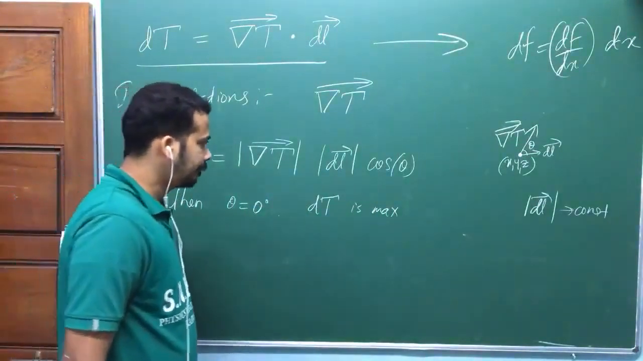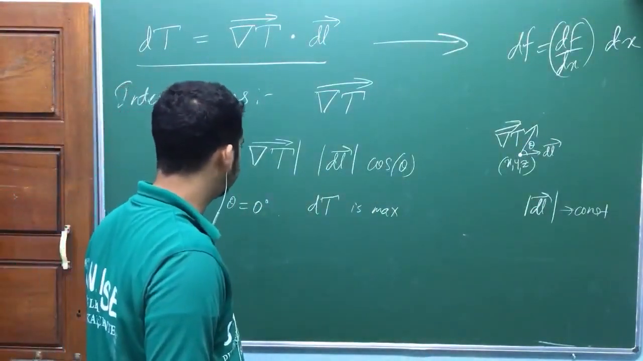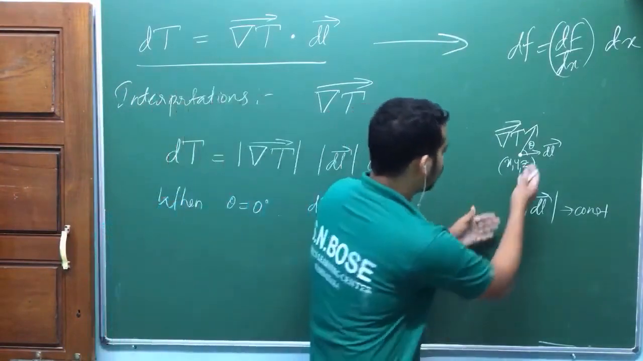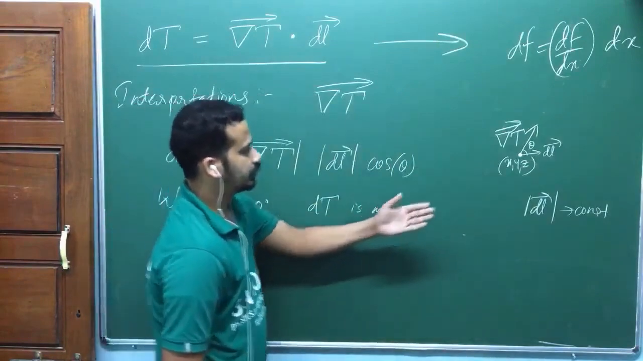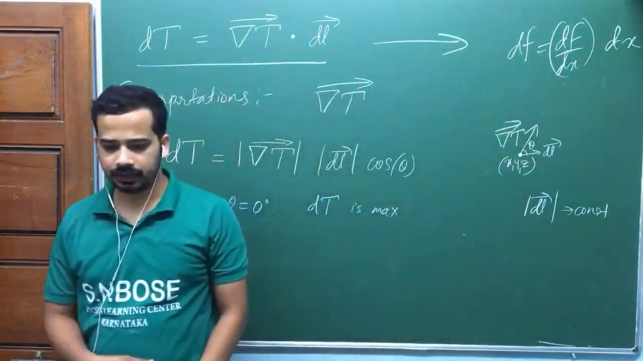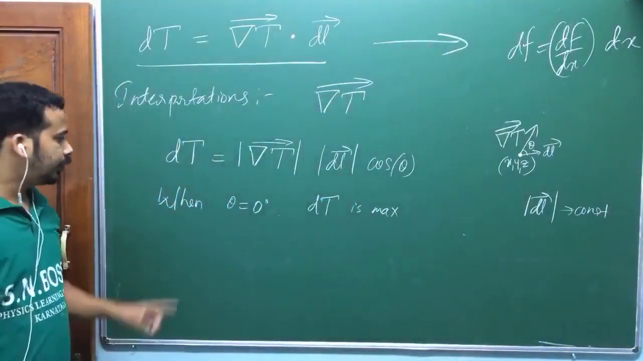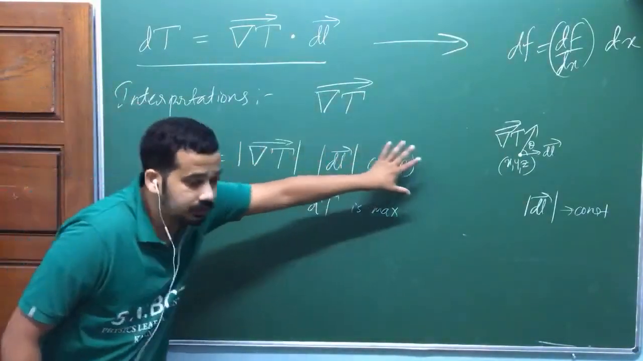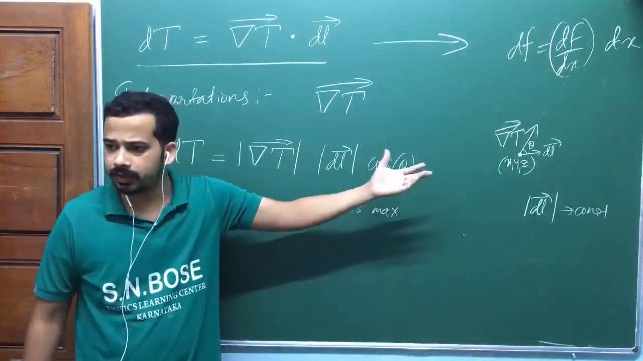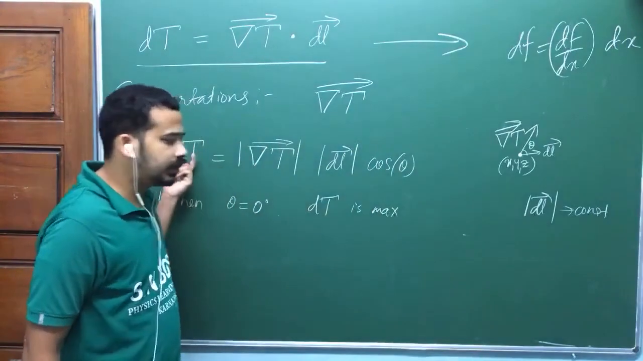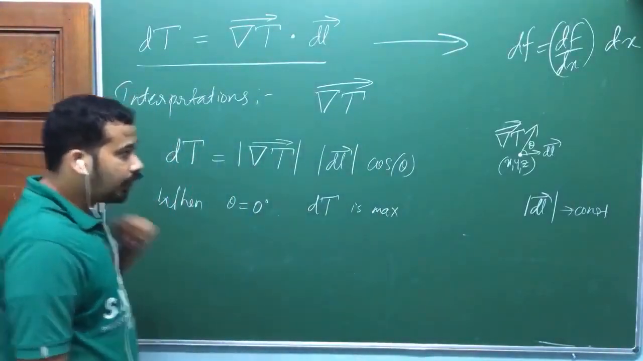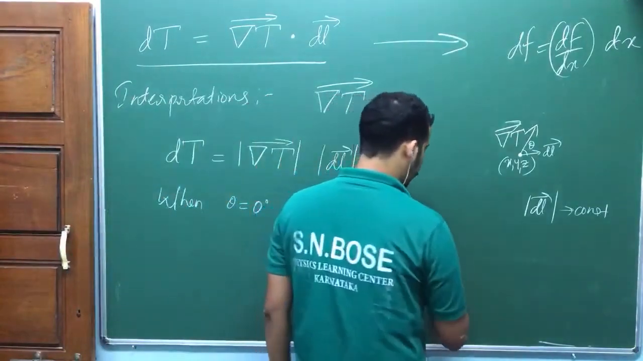Suppose theta equals 0, so del t and dl have the same direction. That's what I defined theta as here. This dl vector and the gradient are both in the same direction. According to this expression, cos theta varies from -1 to +1. When theta is equal to 0, this dt will be maximum. That's what you can observe. So I got one piece of information here.